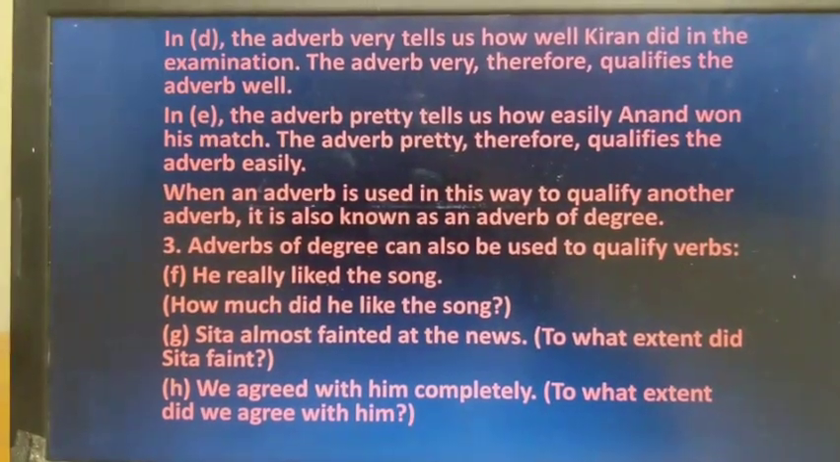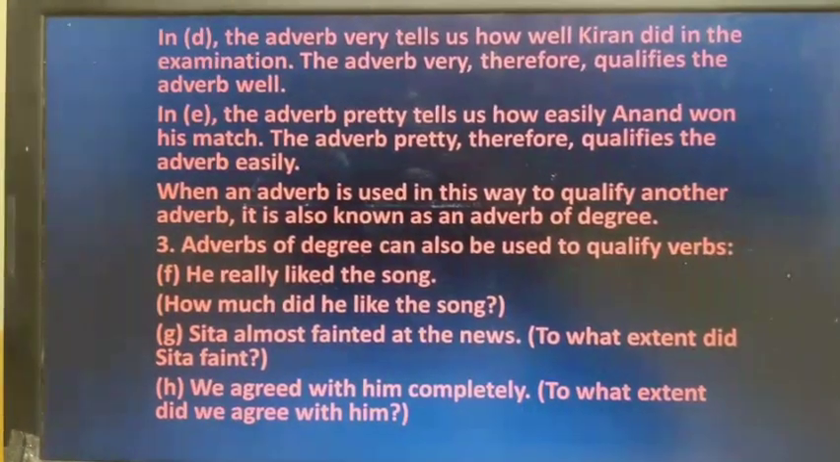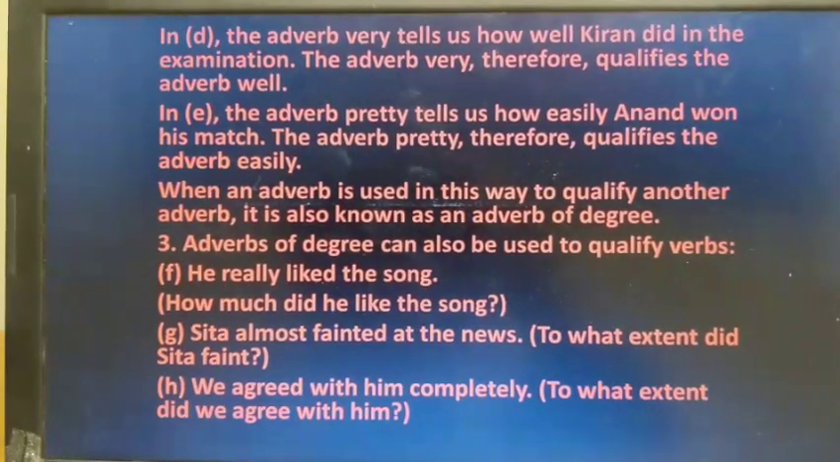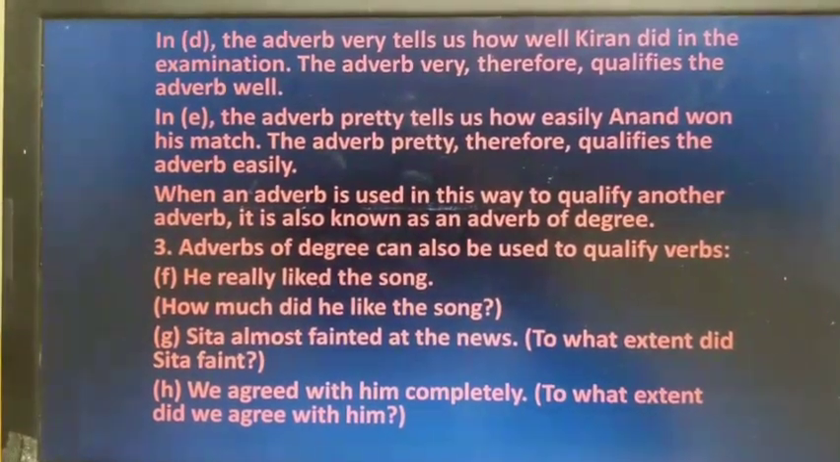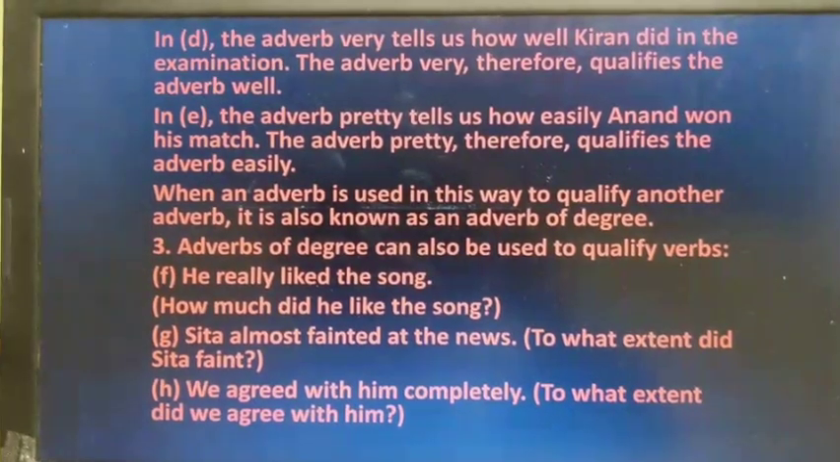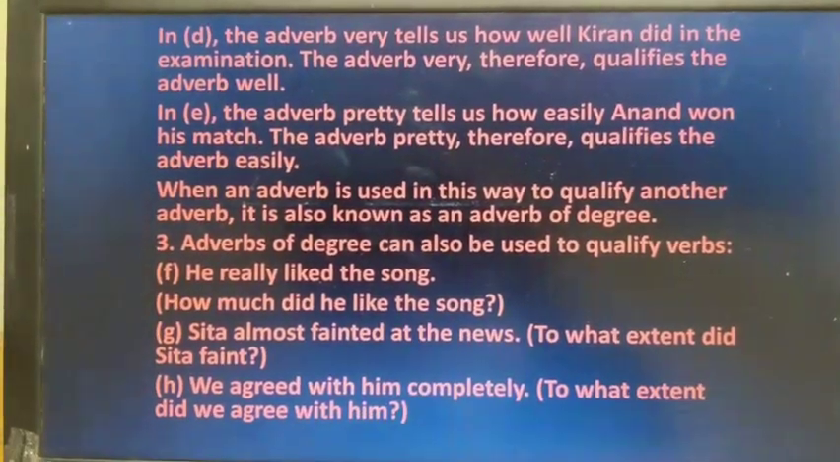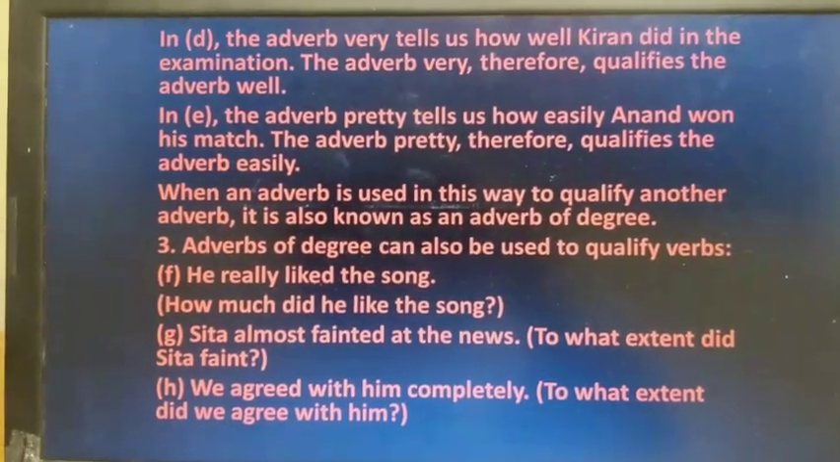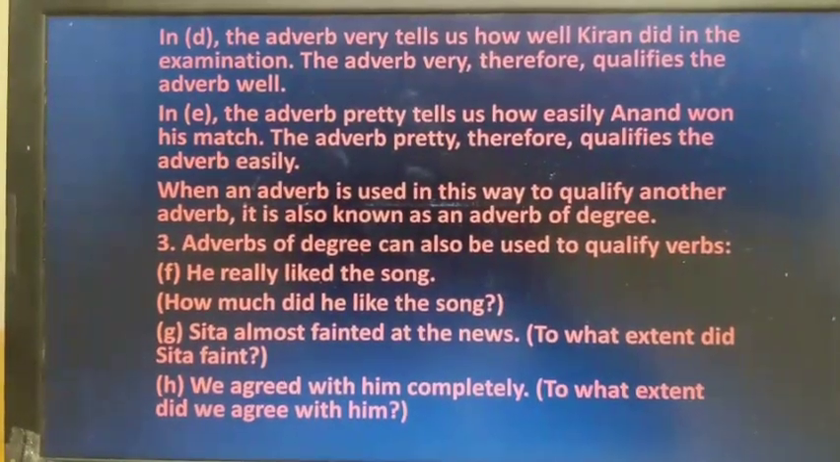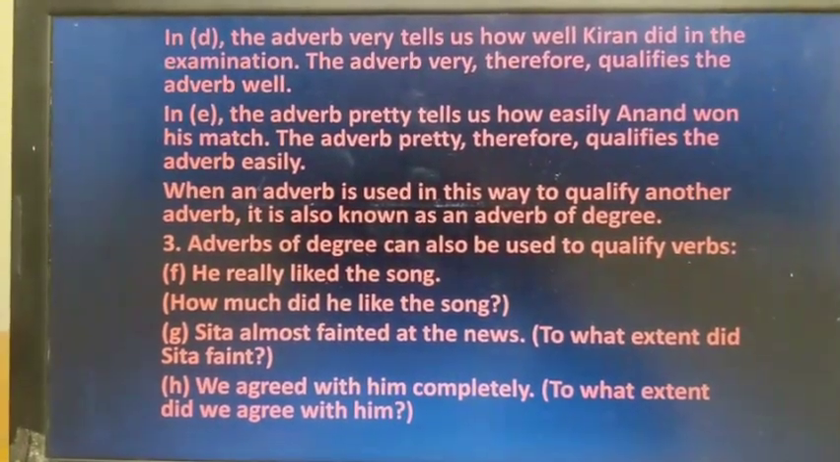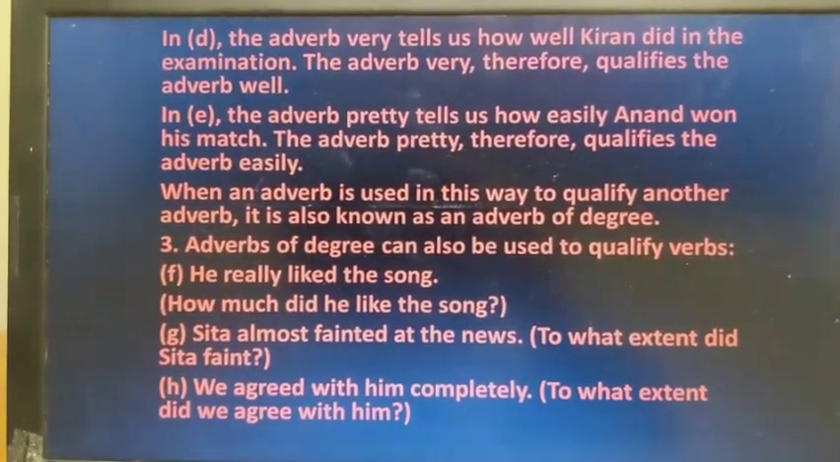Let's see the examples. He really liked the song. Now what is the noun over here? Song, right children? And which is the verb? Liked. So liked is the verb, really is the adverb. He really liked the song. So really is telling us the degree. To what extent did he like the song? How much did he like the song?